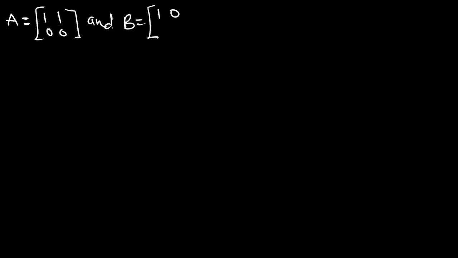From this example, say we have a matrix A equal to 1, 1, 0, 0, and we have matrix B. Multiplication of matrices is quite confusing, so pay attention and listen carefully. So we are to find AB and BA.